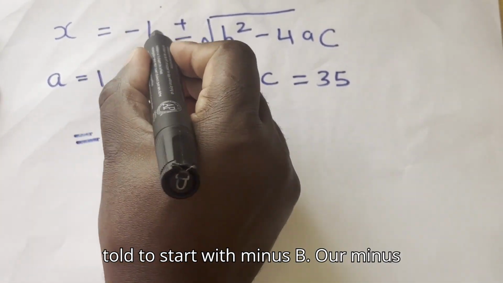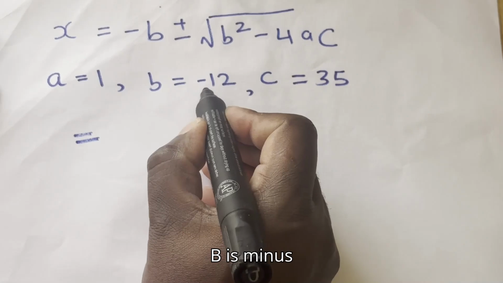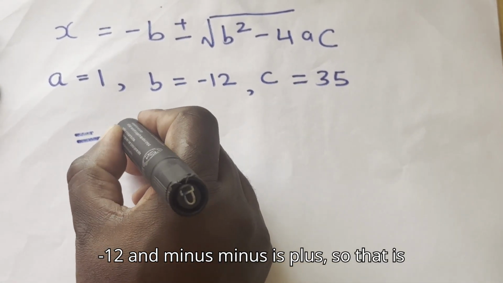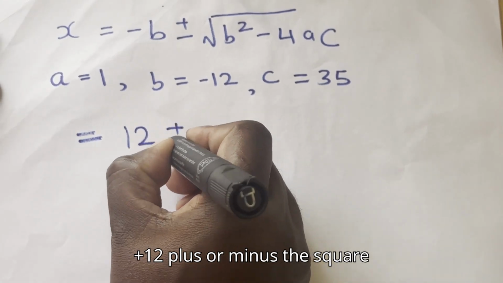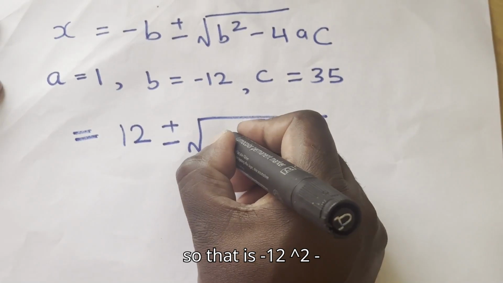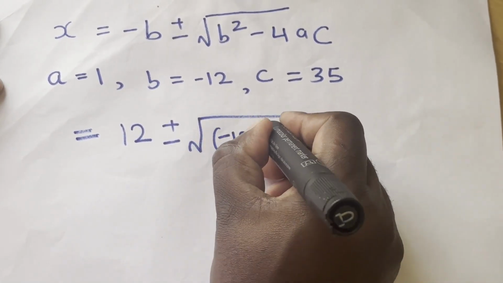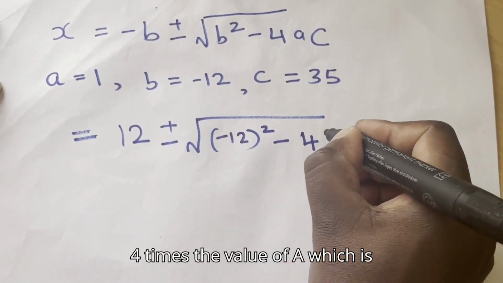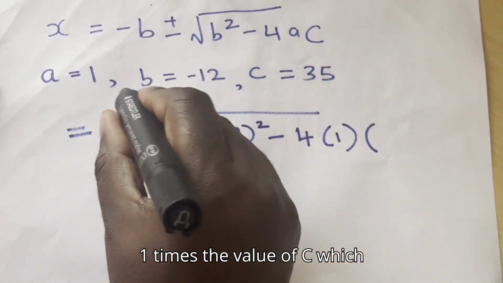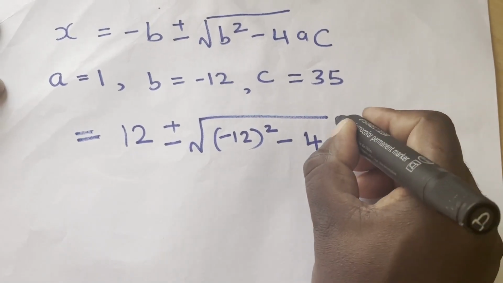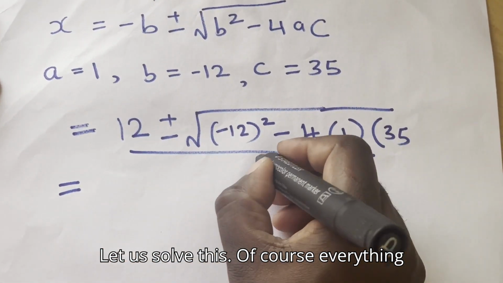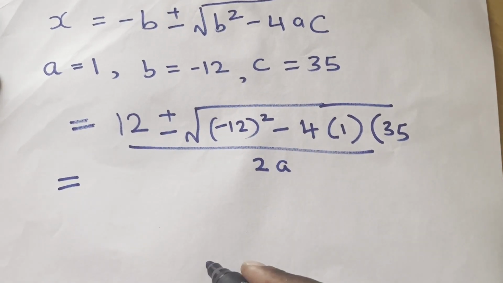We were told to start with minus b. Our minus b is minus 12, and minus is plus, so that is positive 12, plus or minus the square root of b squared, so that is minus 12 squared, minus 4 times the value of a, which is 1, times the value of c, which is 35. Let us solve this, of course, everything under 2a.